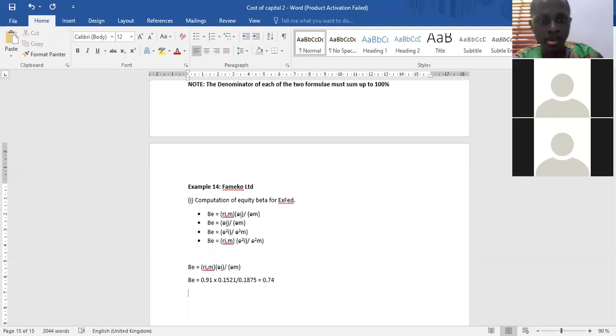So let us continue. This is how we get our beta of equity for X-Fed. Beta of equity of X-Fed is 0.74. So let's go to the second requirement. Requirement 2: derive an appropriate equity beta for Fameco US subsidiary.